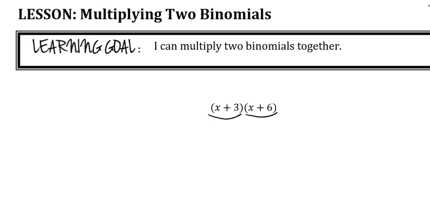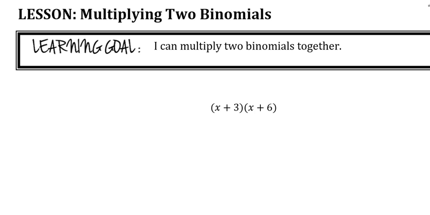By binomial, we mean something that's got two terms, right? So it's in brackets, it's two terms, so that's a thing that we consider all together. A binomial times a binomial. Multiplying two binomials, that's what we're doing. What does that look like?